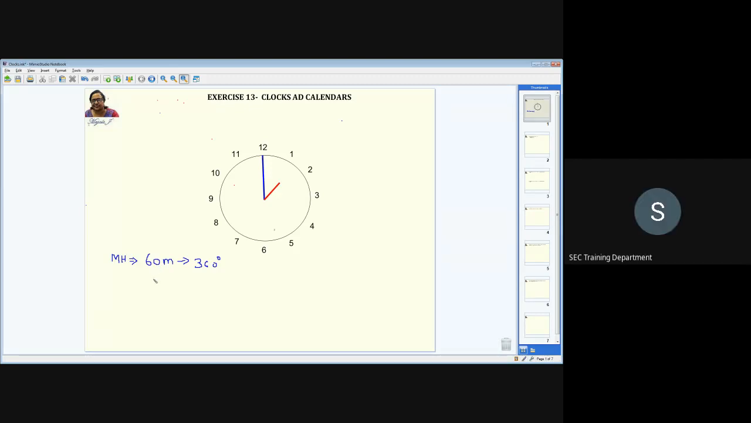So from this, you can find out in 1 minute, what is the degree it's going to cover? It's going to be 360 divided by 60. That is 6 degrees, right? Any doubt in this? Is it clear? So when this minute hand comes from here to this one, when you say 1 minute, it is just going to cover 6 degrees.